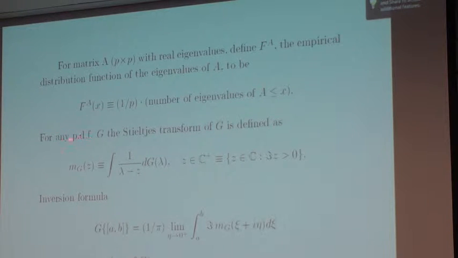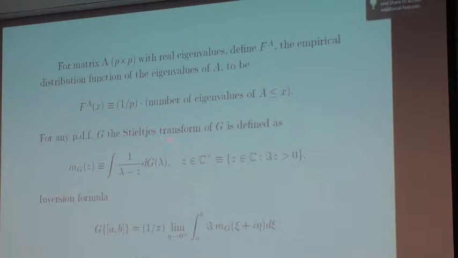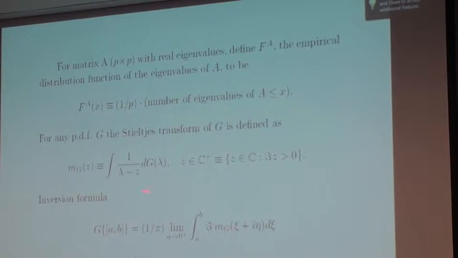For any probability distribution function g, the Stieltjes transform is defined by this integral. Here I take Stieltjes integrals. This is also called the Hilbert transform or Cauchy transform, but traditionally we call it the Stieltjes transform. In the original paper back in '67, Marchenko and Pastur were among the first to work on these matrices. There's a famous inversion formula, which is why this is very useful.